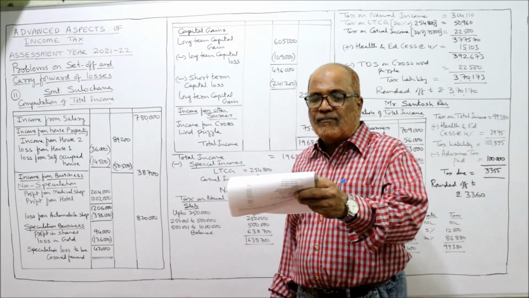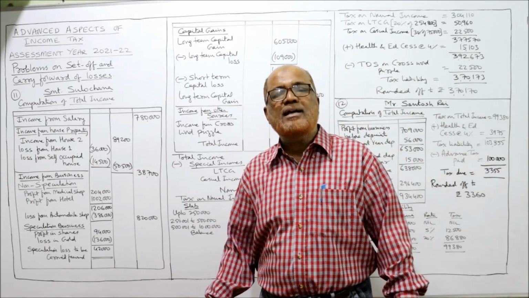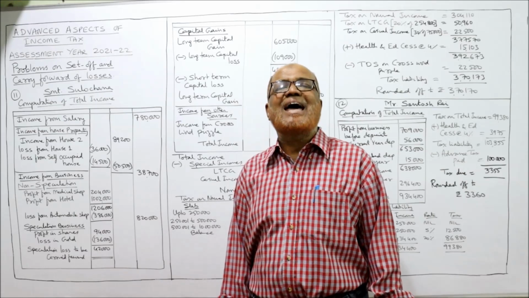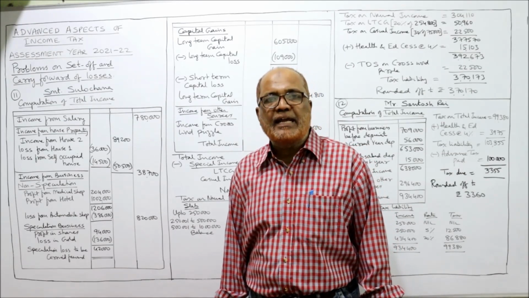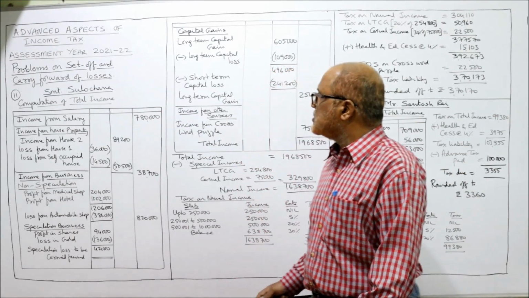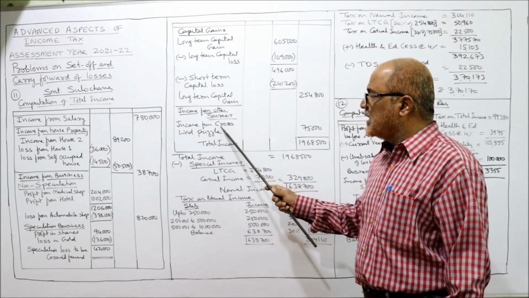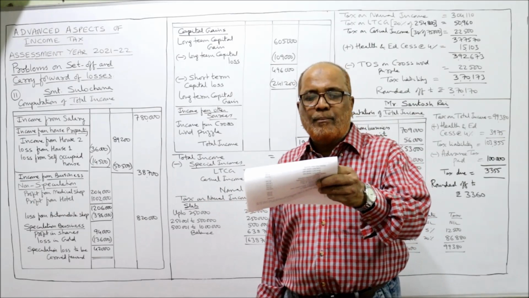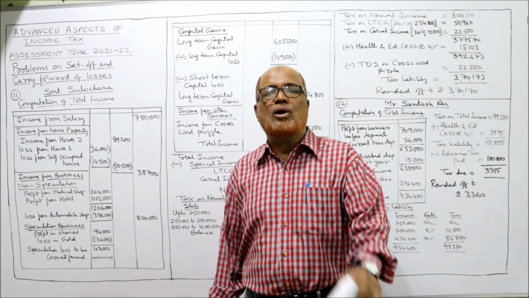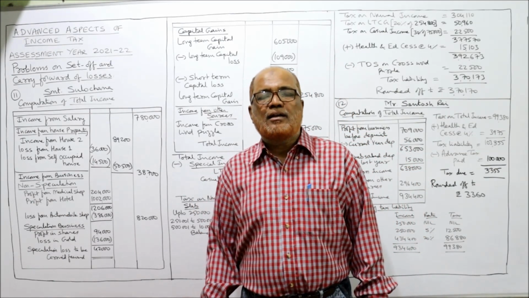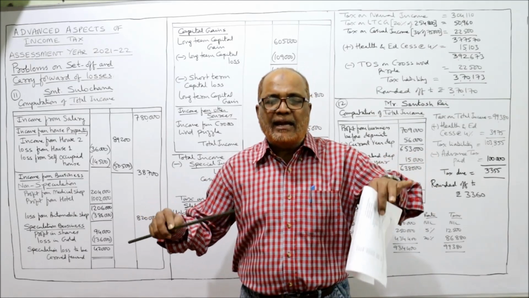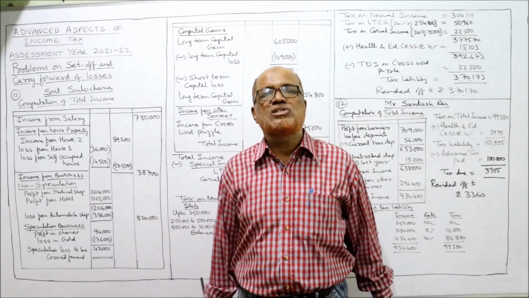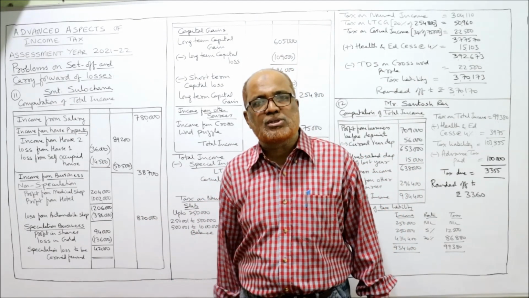Now, after that, income from crossword puzzle. Actually, income from crossword puzzle is a casual income. It will be taken under income from other sources. So, income from other sources, income from crossword puzzle, 75,000. Next one, loss from maintenance of race horses. Actually, the activity of owning and maintaining race horses will be taken under income from other sources.